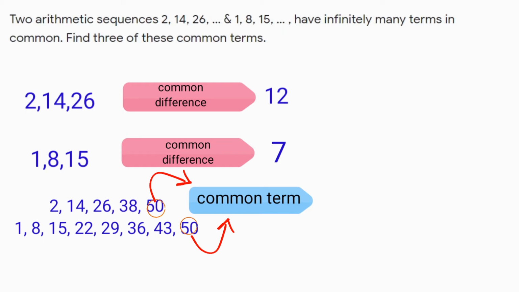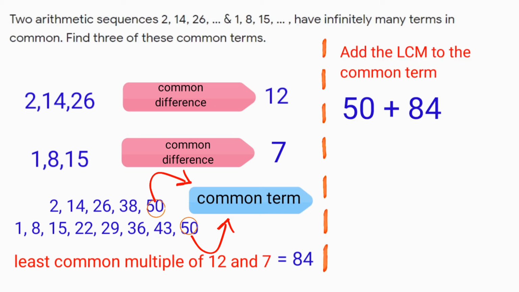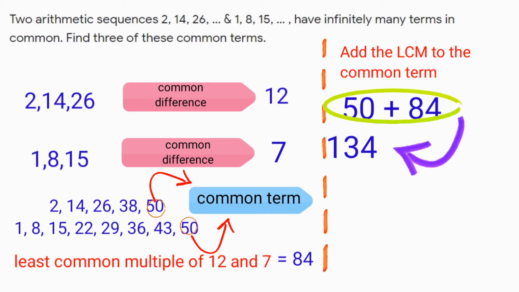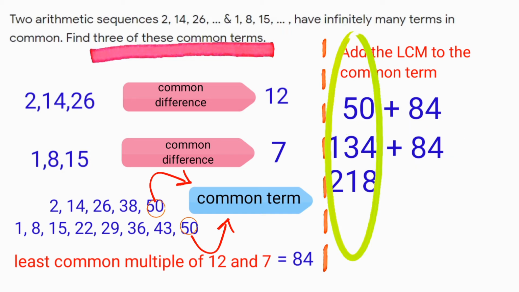Now we will have to look for the least common multiple of 12 and 7, which is 84. Next, add the LCM to the common term. 50 plus 84 is 134, plus 84 is 218. So three of these common terms are 50, 134, and 218.